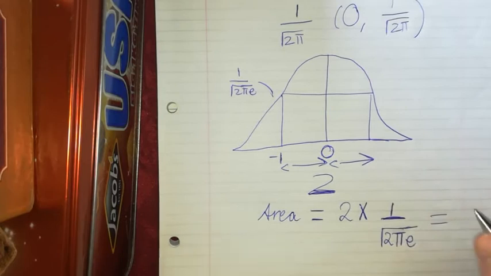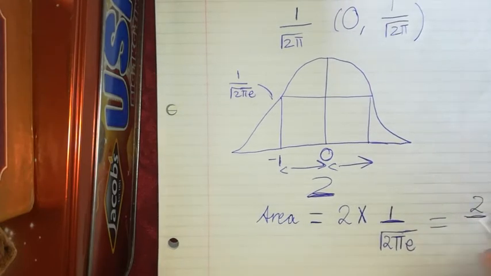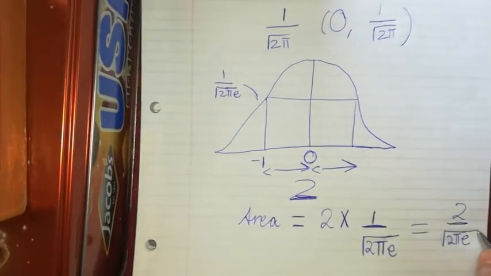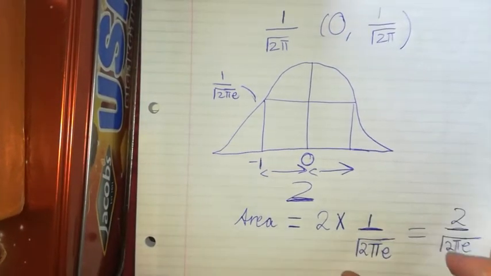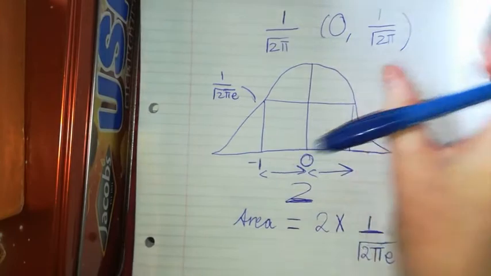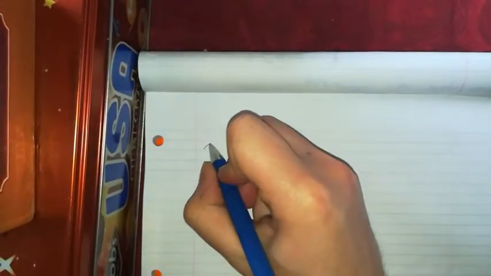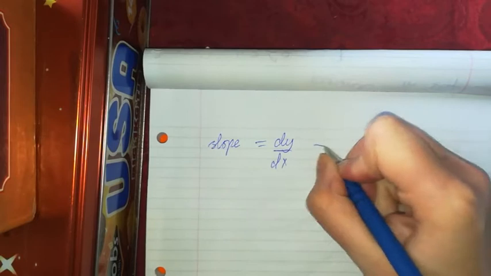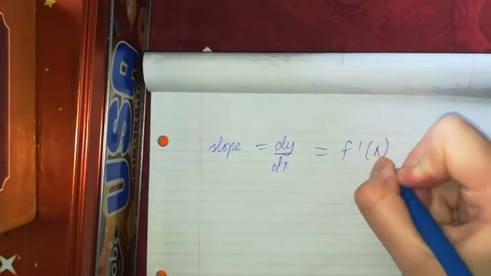So then we get 2 over root 2 pi e. So that's our answer for that. So that's the area. And then it says use calculus to show that it's decreasing. If we get the slope of something and show that the slope is negative, the slope is dy dx or f dash x.